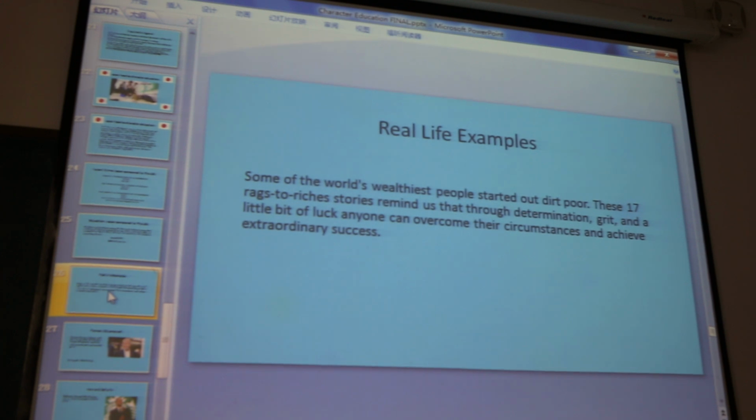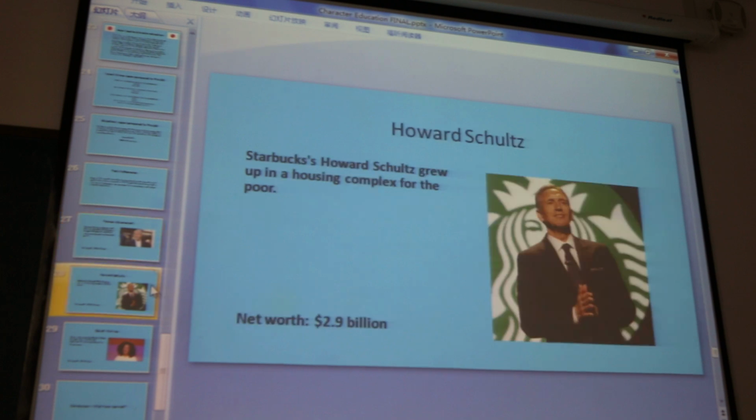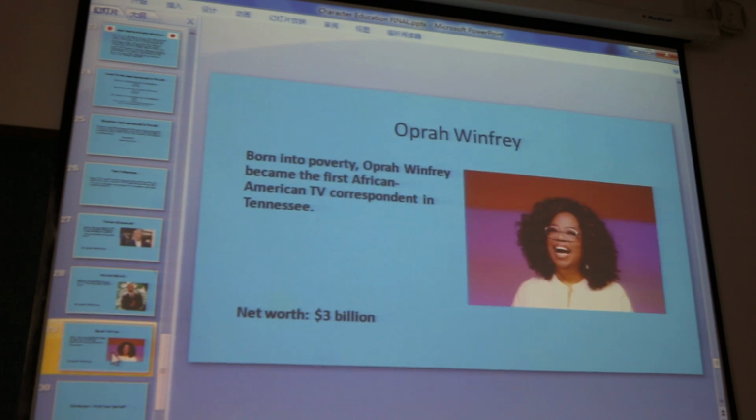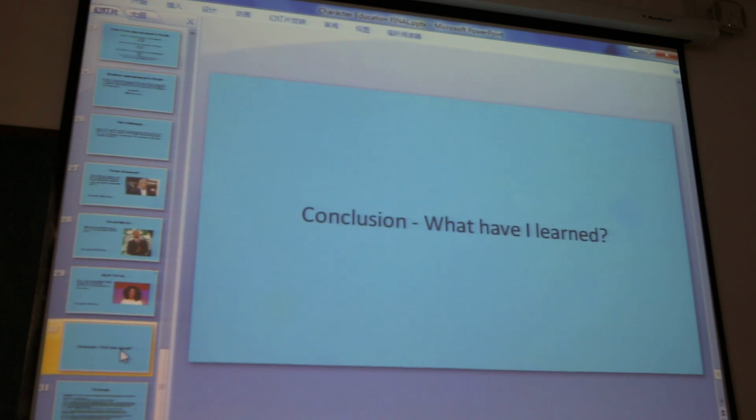Now, I'm out of time. I'm over my time, but I'm going to go through a quick few real-life examples at the suggestion of my colleague. He said I need to put in some real-life rags to riches, people who came from poor backgrounds. So here's a few. We've got Roman Abramovich. He was born into poverty, orphaned at age 2. Now he's worth $8.2 billion. Again, there might be several factors that play, but I would think personality, character, grit have a lot to do with it. Howard Schultz grew up in a housing complex for the poor, net worth $2.9 million. Oprah, we all know Oprah. No introduction is necessary. She's worth $3 billion.